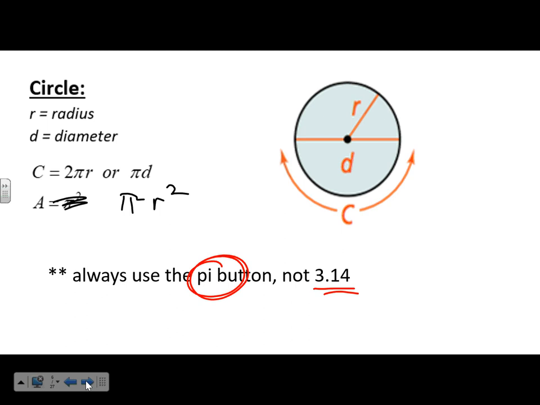The other thing I will tell you is most of the time I use this formula for the circumference because the radius is used in the area and the circumference, but you can also use the diameter. It doesn't make any difference. Remember, the diameter is all the way across. The radius is just from the center to the outside.